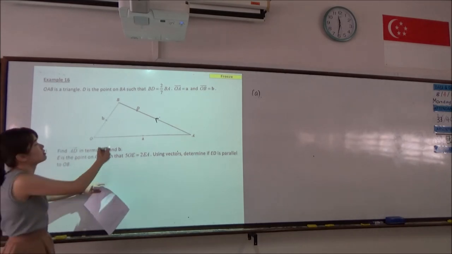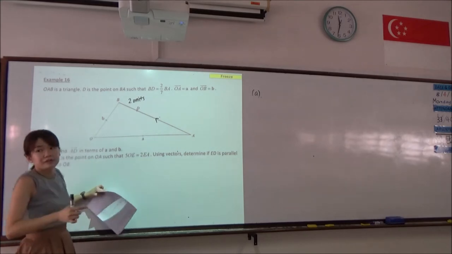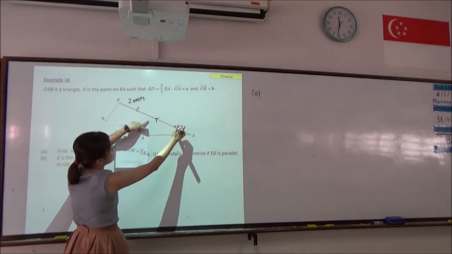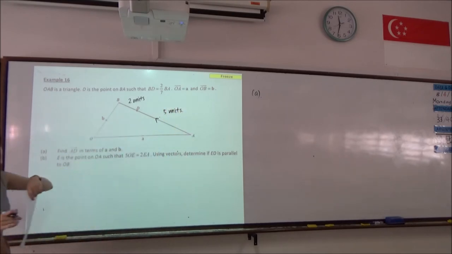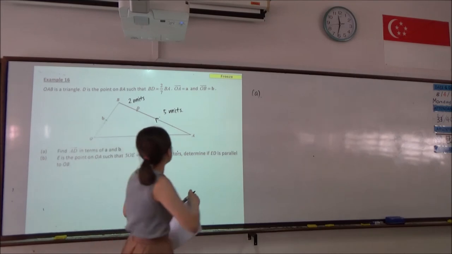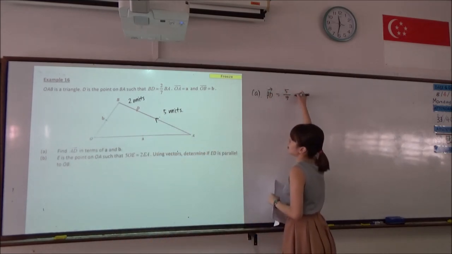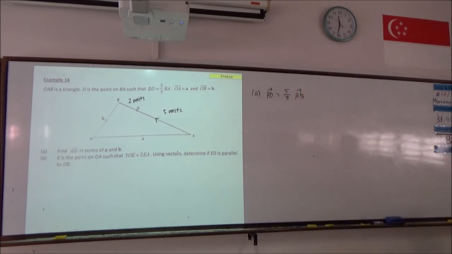5 over 7, right? Okay, so this is actually 2 units. Based on this fraction over here, we can see that this refers to 2 units, and this entire thing refers to 7 units. So this DA will have to be 5 units. Therefore, seeing that AD is 5 over 7 of AB, how do we find AB then?